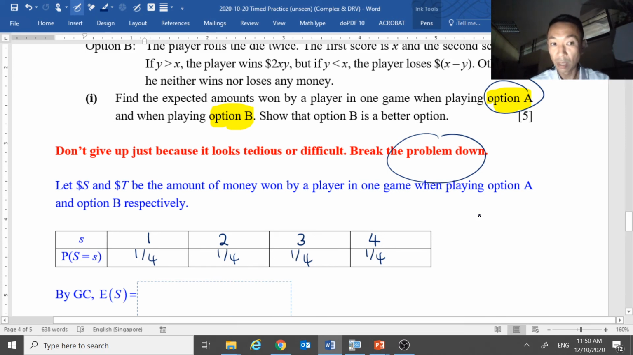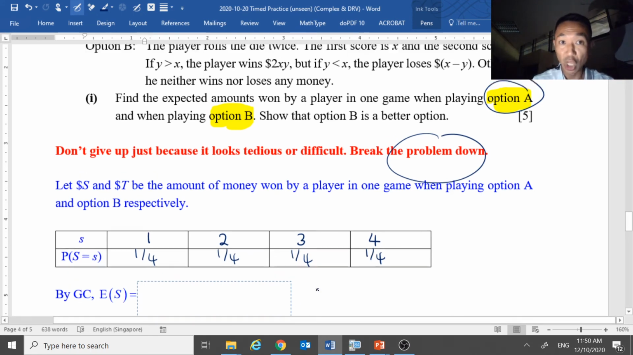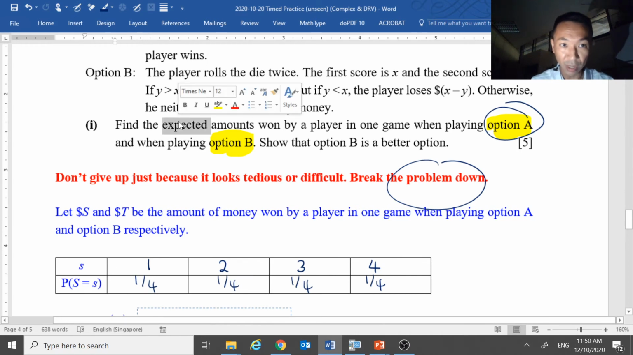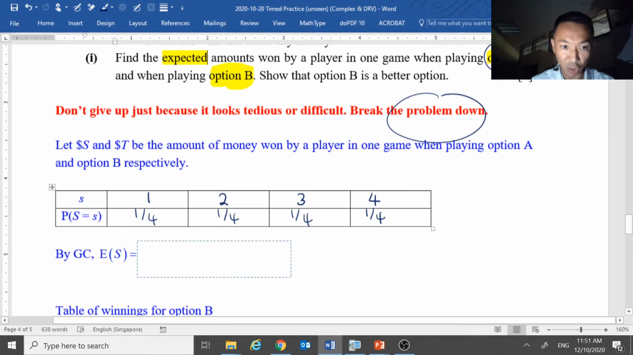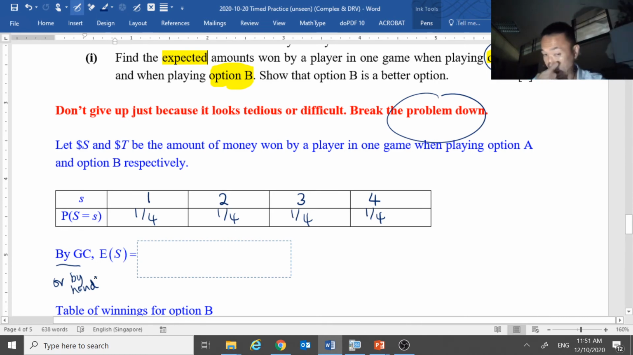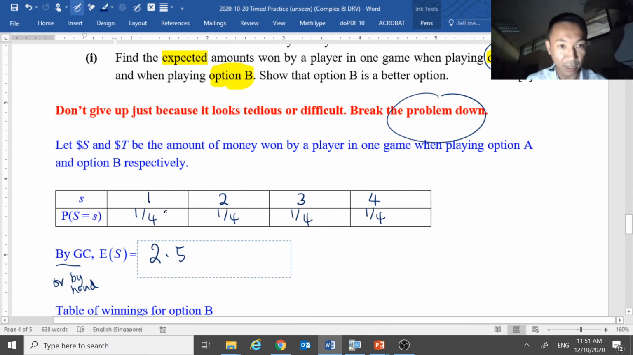So you'll be surprised, by GC you can easily get the expected value of S, because you want to find the expected amount. So it is not difficult, whether by GC or by hand. Actually by hand is also very easy. You can easily calculate. Alright? You can get 2.5. Right? 1 times 1 quarter, 2 times 1 quarter, 3 times 1 quarter, 4 times 1 quarter.